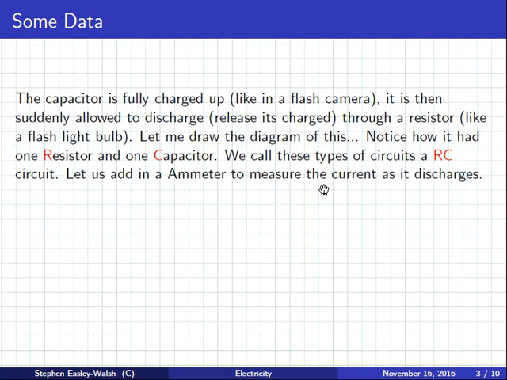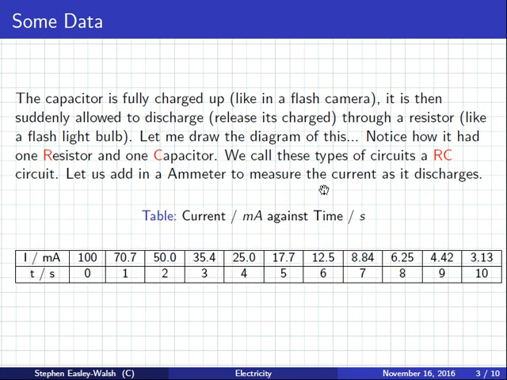So we added in an ammeter and we measured the current. Now what do you notice is happening to the current in milliamps here? As the time increases, what happens to the current? But of course that makes sense. What's happening to the capacitor? It's discharging, isn't it? So it should be decreasing. Now how it's decreasing is interesting. And the only way we can see how it's decreasing is if we graph this. So the next thing we want to do is make a graph of this.